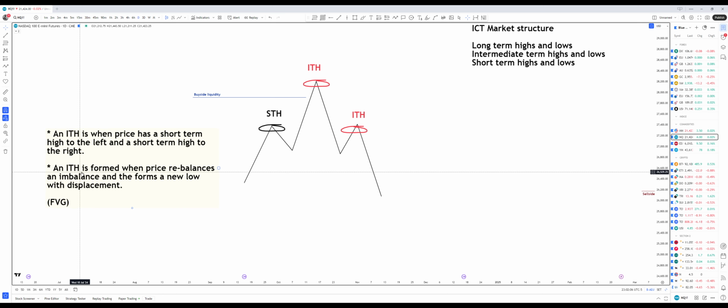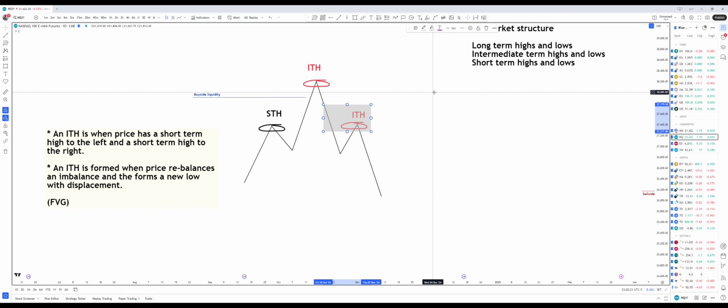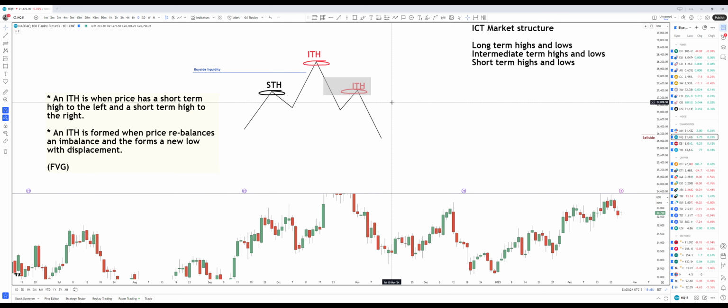An intermediate term high is formed when price rebalances an imbalance and forms a new low with displacement. So right here, and I've also written EVG. So this could be an EVG right here, right?